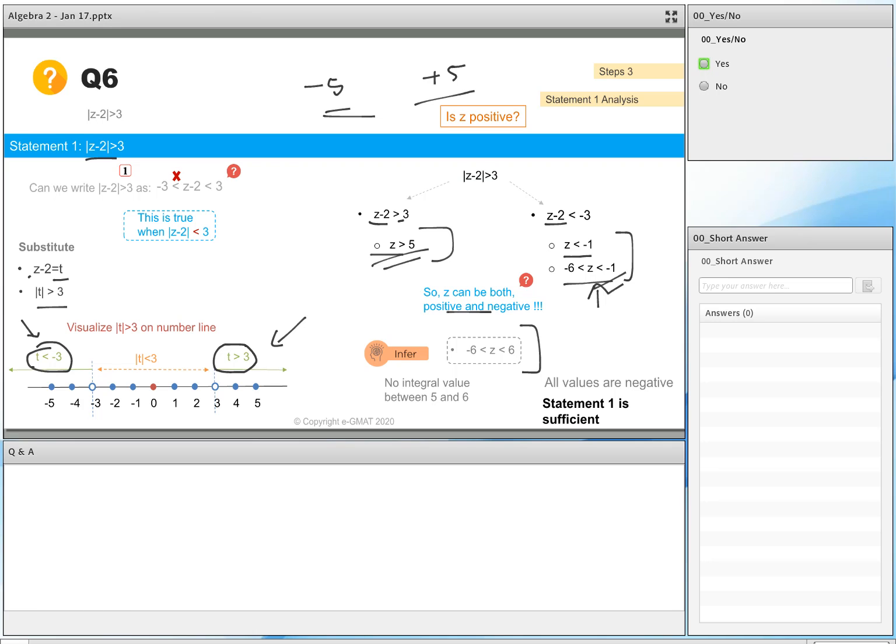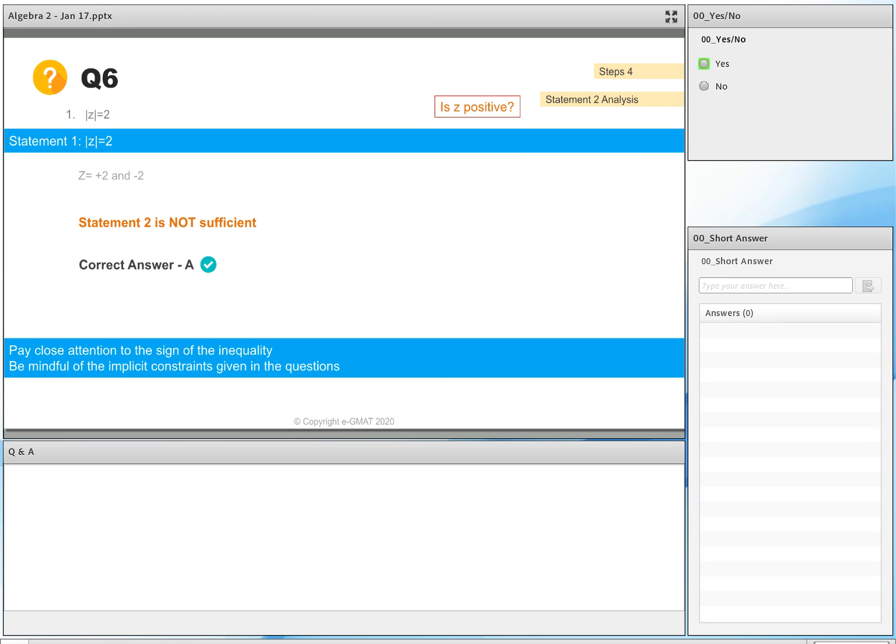Let's move on to the second statement's analysis. The second statement tells me that mod of z is equal to 2. Now, if mod of z is equal to 2, I can have two possibilities.